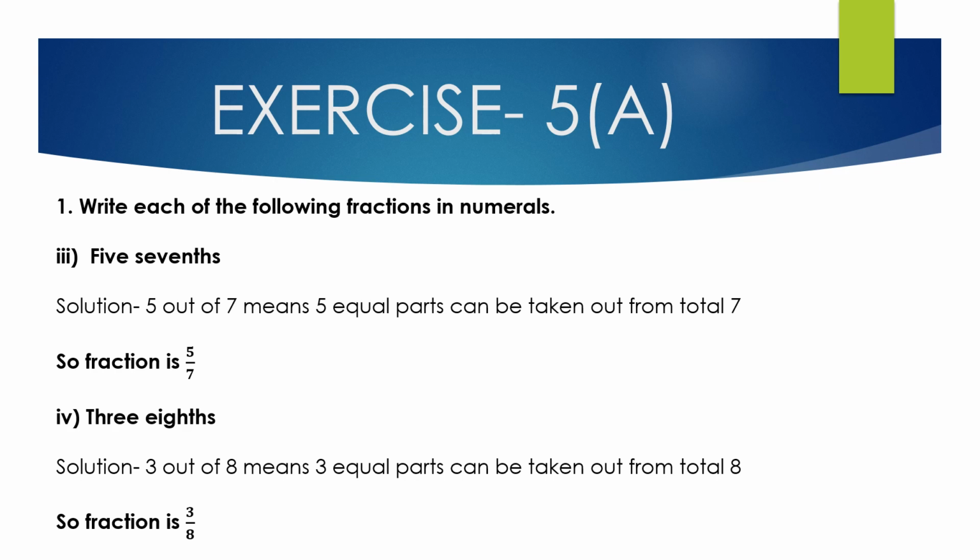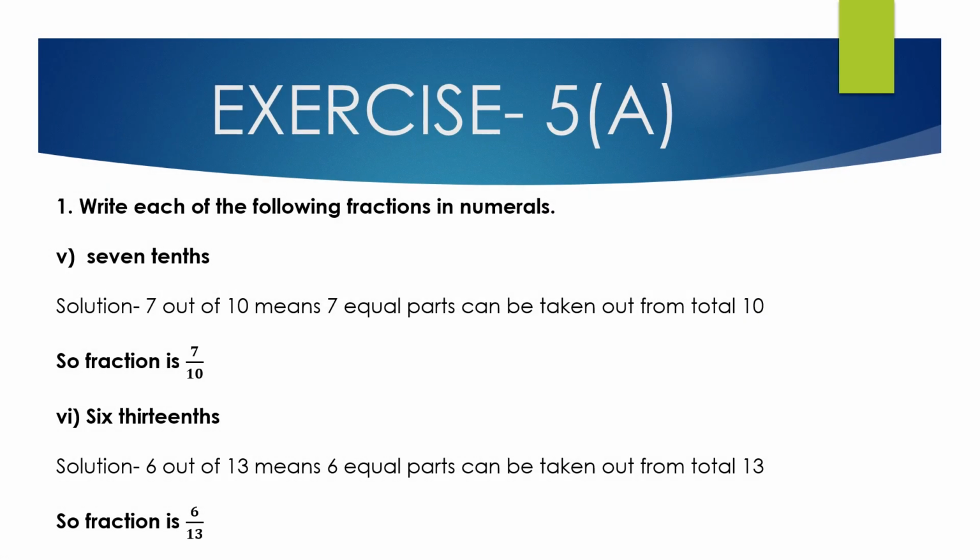Next, the fourth one is 3/8. 3/8 means 3 out of 8, that is, 3 equal parts are taken out of a total of 8. The total number of parts is 8 and we have taken 3 parts out of 8. So it can be represented as 3 divided by 8. 3 is the equal parts and 8 is the total parts. So the fraction will be 3 divided by 8.